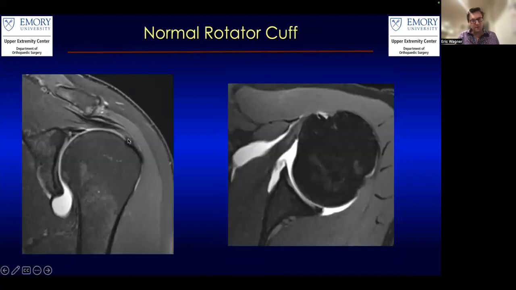So this is a normal rotator cuff. Once again, you can see the rotator cuff coming in here, inserting on, pretty good subscapularis, pretty good infraspinatus here.